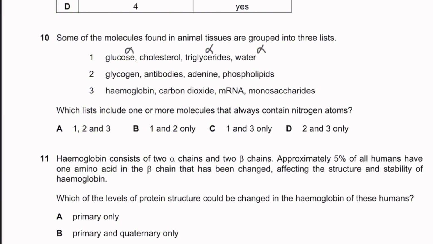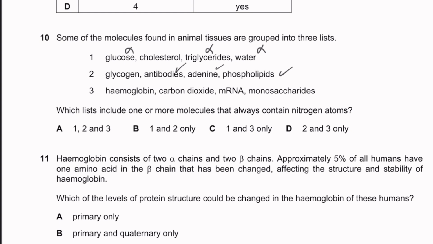Cholesterol, however, is also a lipid, so I'm not really sure if it will contain nitrogen. But let's see 2. Glycogen, antibodies, adenine, phospholipids. Here you can see it's definitely one of the cases because antibodies are proteins. Proteins do have nitrogen because they have amine groups and everything. Adenine is a nitrogenous base, and so from the name we know it has nitrogen. Phospholipids do not have nitrogen. Neither does glycogen, but we have 1 or more molecules that contain nitrogen. So we could choose 2.